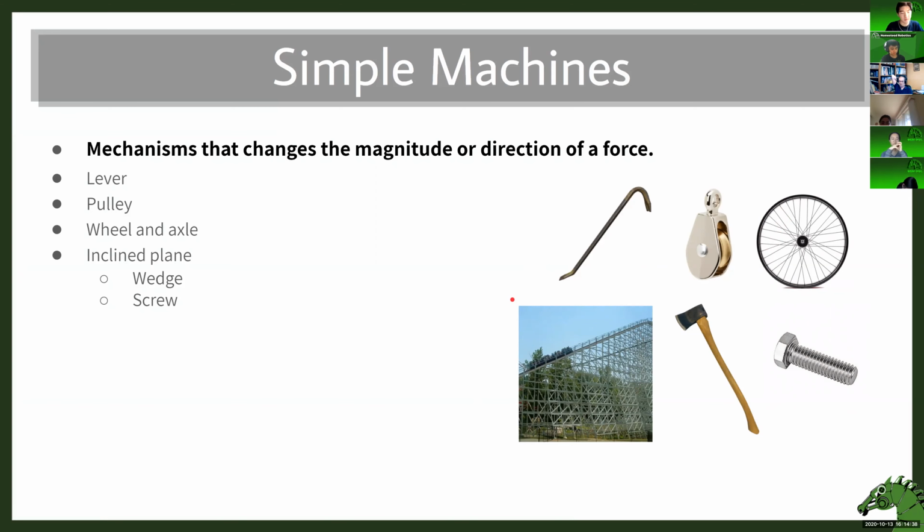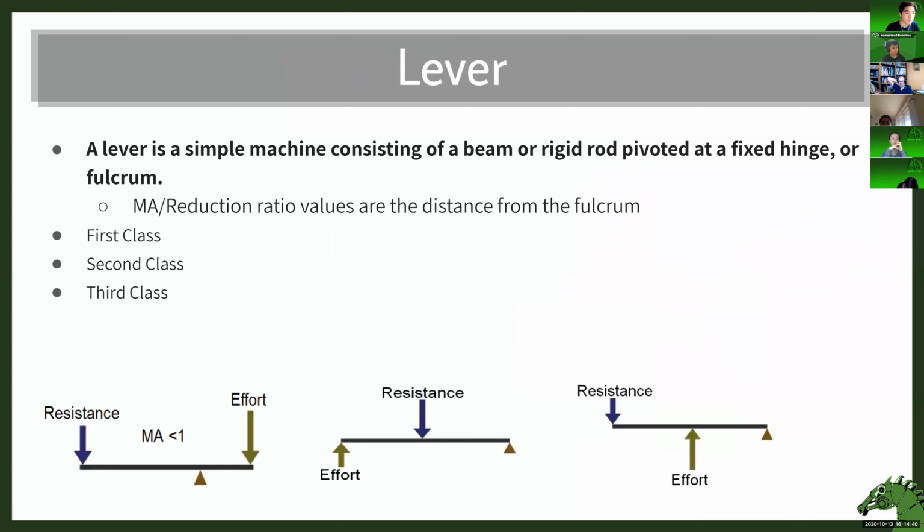Okay, so the lever, you probably know more or less what this is. It's a simple machine consisting of a beam or a rigid rod, pivoted at a fixed hinge, or more specifically a fulcrum, right? So the mechanical advantage, or you could call it reduction in ratio, comes from the distances from the fulcrum. The applied and the resistance forces are measured from the fulcrum.